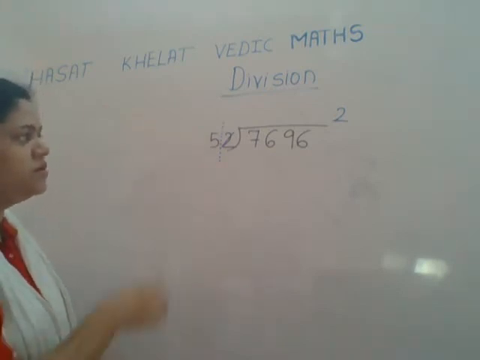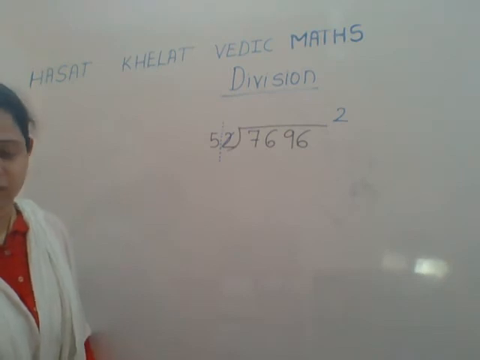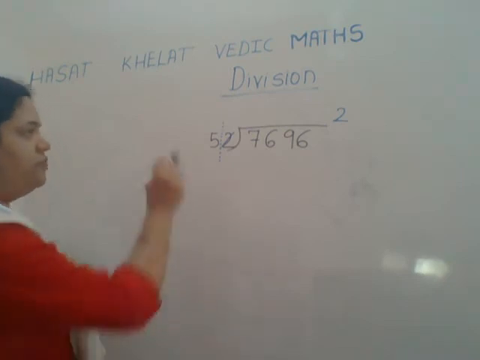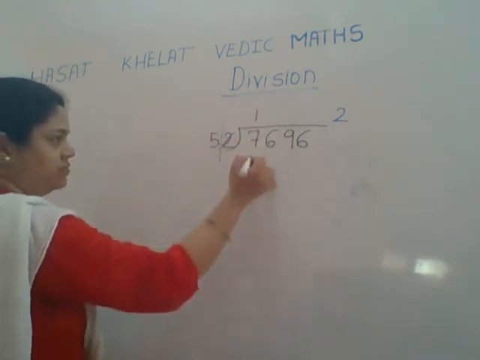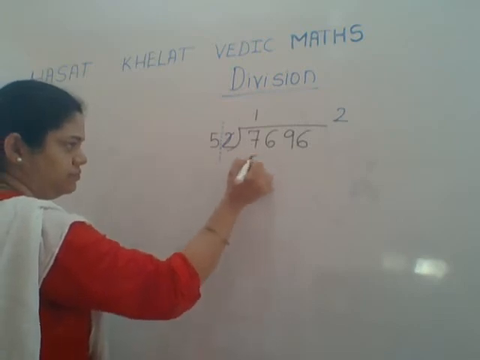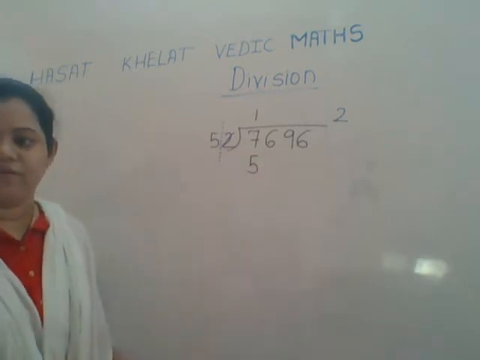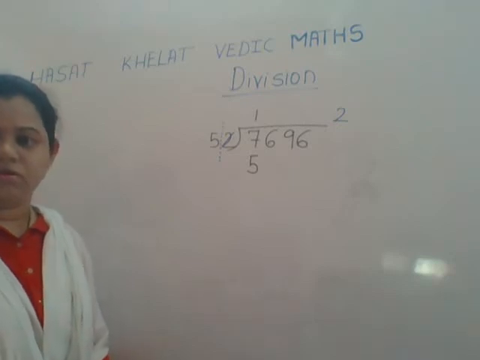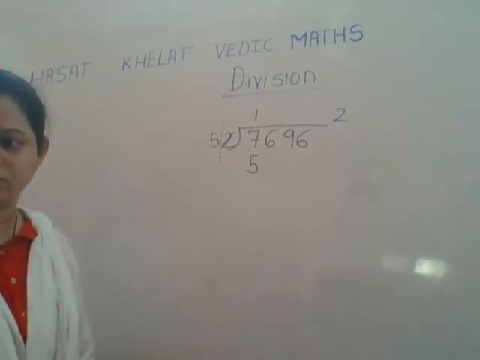Now I'll start dividing. 5 ones are 5. Then our next step is what? To subtract the number.